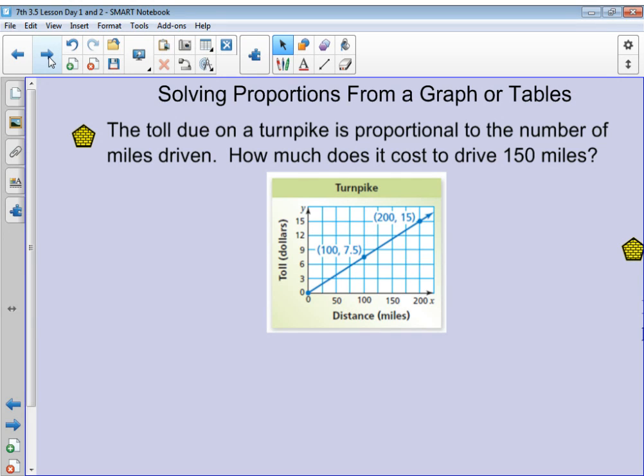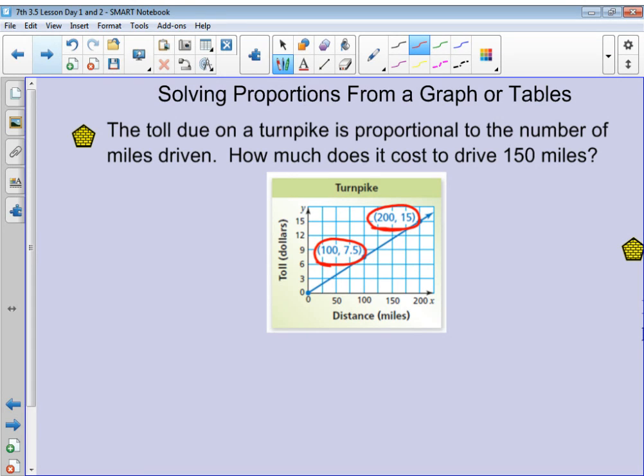Okay, so here's another example of where we might work with proportions. So they might give us a graph. So here we have a graph. It says the toll due on a turnpike is proportional to the number of miles driven. How much does it cost to drive 150 miles? So here we have to actually pull our information off of our graph there. So first of all, we have to understand how to read this. So we've got some coordinate sets here that they're giving us, and we have to understand what those really mean.